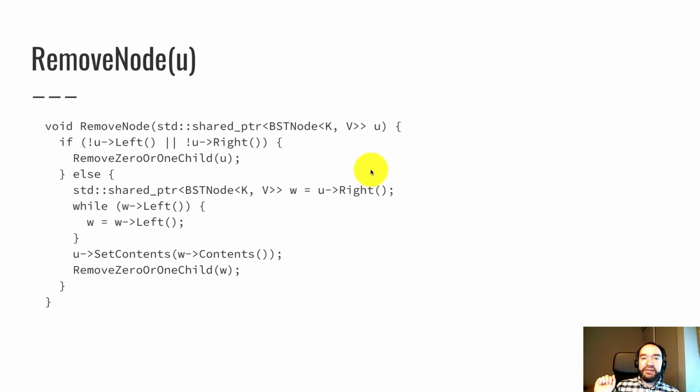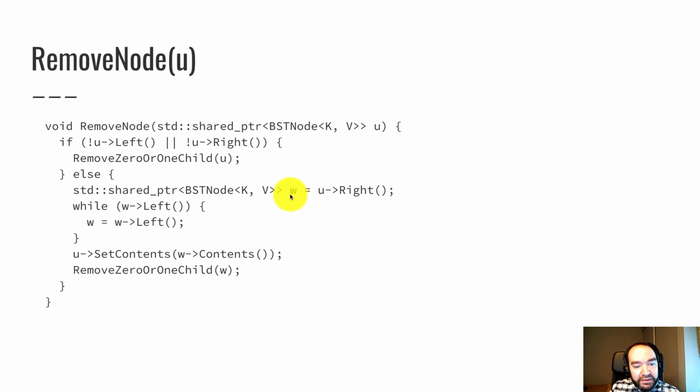Remember, the process to find the in-order successor of u is you go right once and then left until you can't go left anymore, because going right once gets us into the subtree of keys that are greater than u's key, and then going left as far as we can gets us to the minimum key among that set.